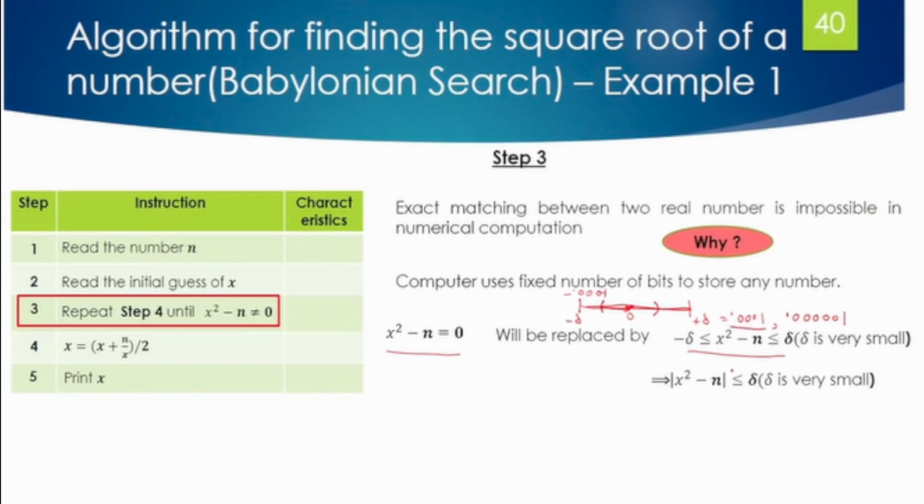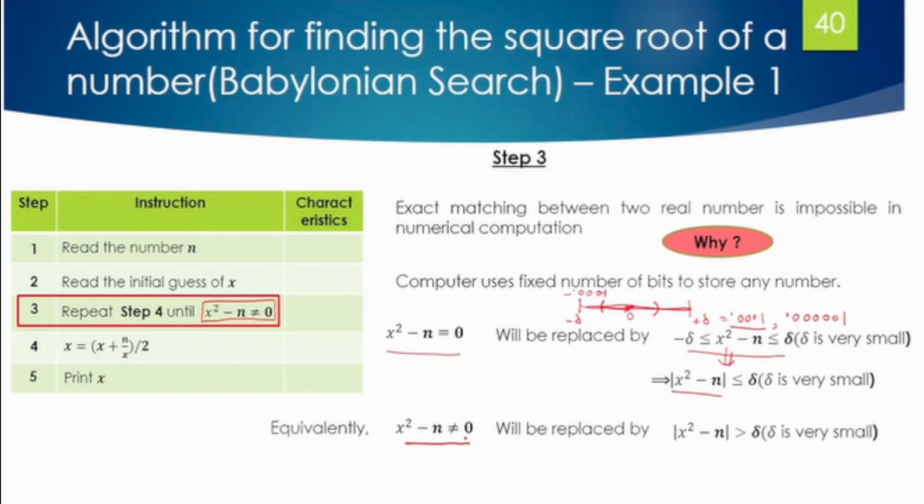So we will write it in a slightly different, more mathematical way. Modulus of x square minus n is less than or equal to epsilon. This statement could be written like this. Now in our algorithm, what we have written is: until this condition is satisfied. So instead of equal to, let us see this inequality, and this inequality could be written as the reverse one: modulus of x square minus n greater than delta.